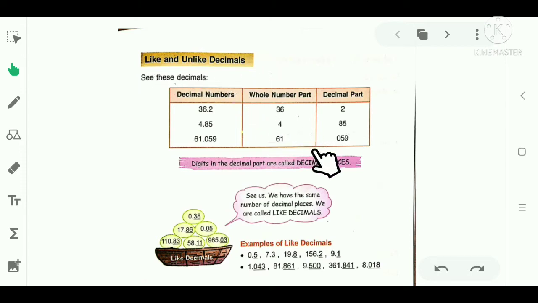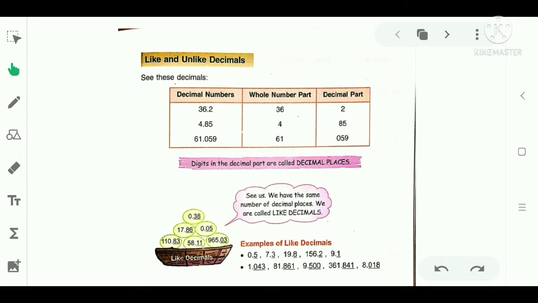So students, how do we check if we have two numbers? Look here, there are many different decimal numbers. Now students, how do we check whether these are like decimals or unlike decimals? I will tell you. If we have the same number of decimal places, it means that the numbers are like decimals.